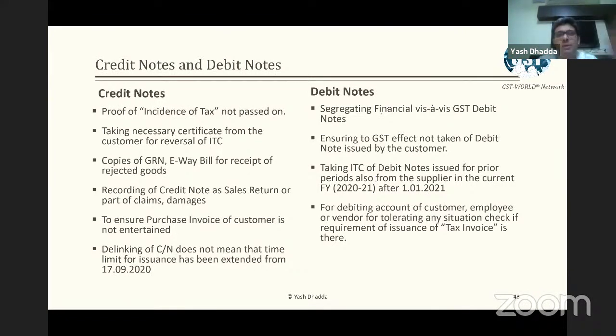But maybe at the time of preparing for your audit, जब आप अपने year end की books of account close करते हैं, there is no harm taking a certificate like this from a customer. Make it part of a record so that whenever audit comes, they take care of it.